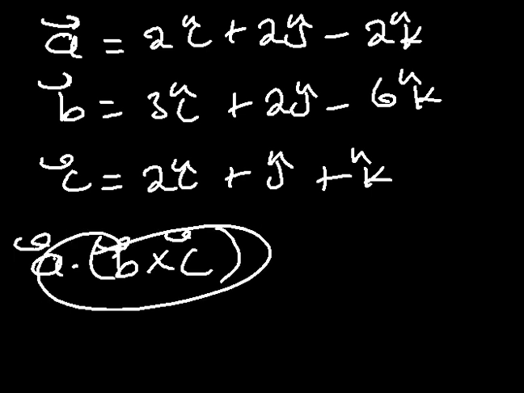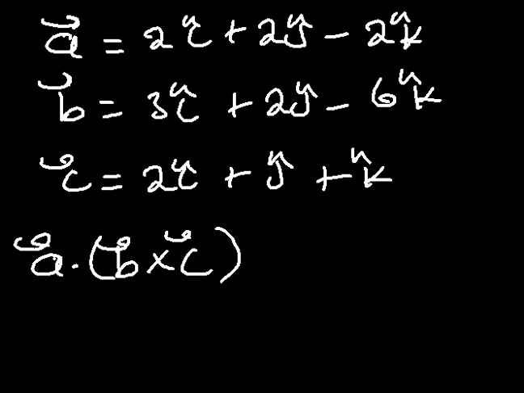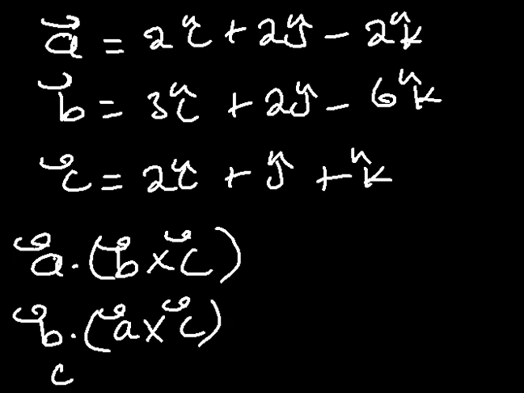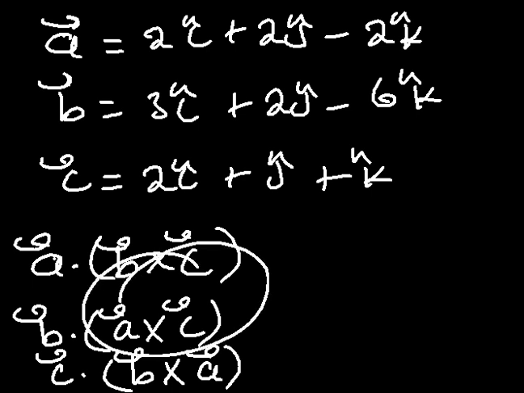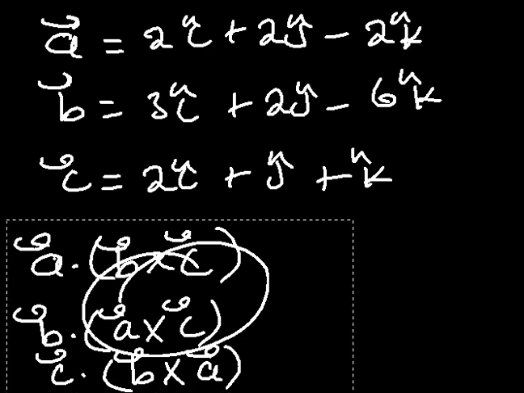And this is also the same as having vector B dot vector A cross vector C, and also the same as having vector C dot vector B cross vector A. It is the same as this. So whatever the orientation, that's how we should understand the scalar triple products of the vectors.